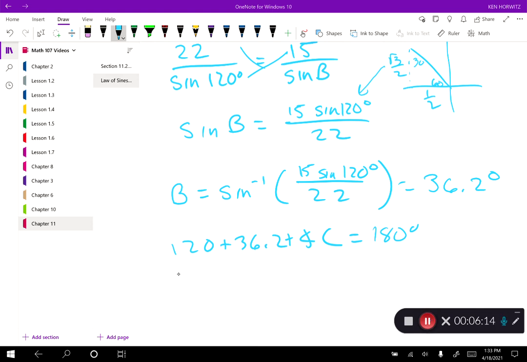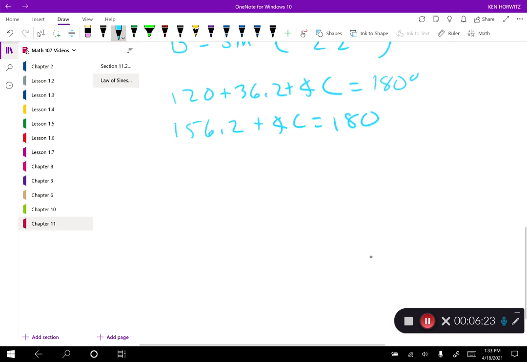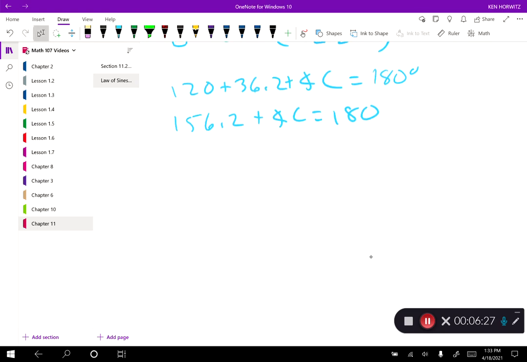All right, so I got 156.2 plus angle C equals 180, and I got angle C equaling 23.8. Yep, looks good.